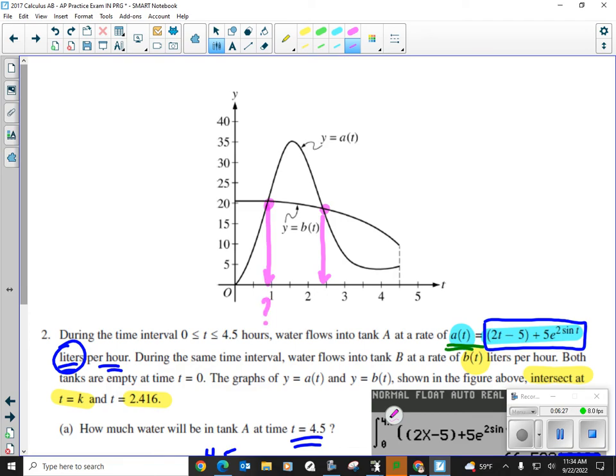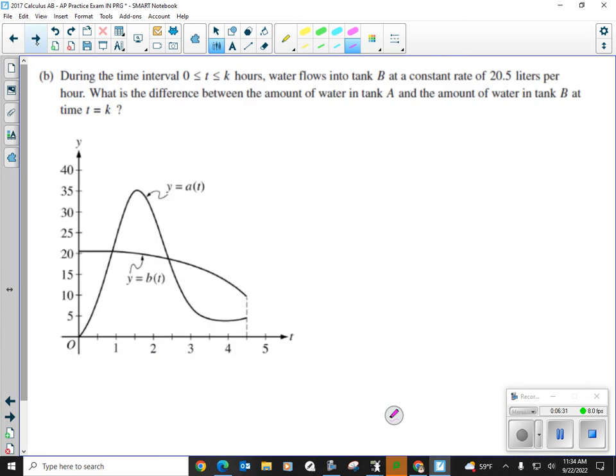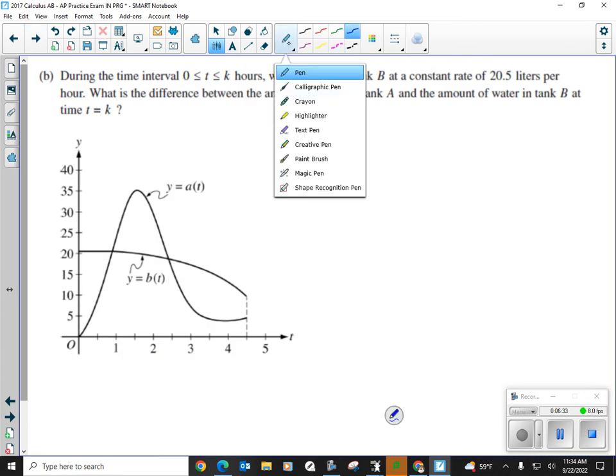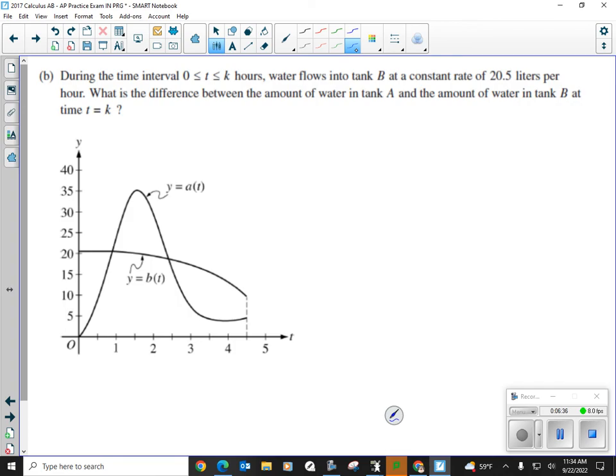Okay? So K and 2.416. I'm just going to go right here, and because I can, this right here, we'll call our 2.416. And this intersection point, the first one, is K. It has an X value of K, or in our case, it's T. It's not X. All right?